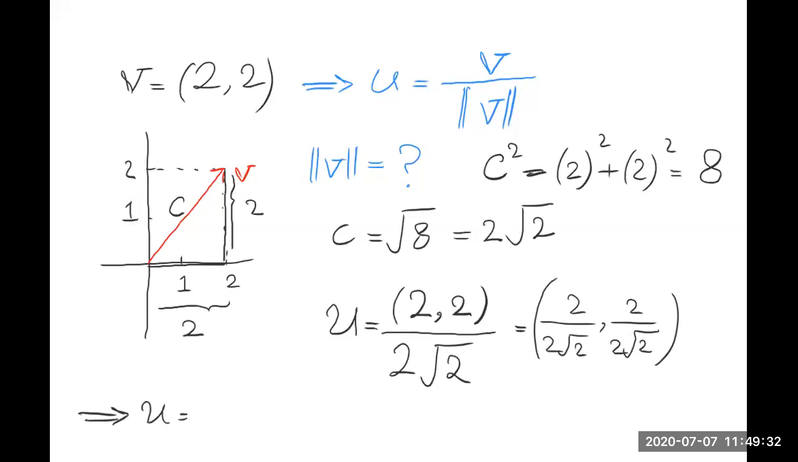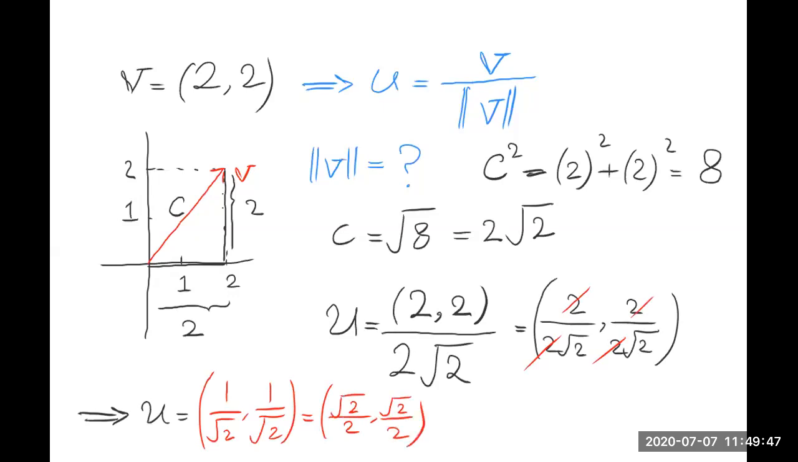Well, I can cancel this 2 with this 2 and this 2 with this 2. It is equal to 1 over radical 2 and 1 over radical 2. 1 over radical 2 is actually equal to radical 2 over 2, which is a better way of writing this. So that's the unit vector in direction of v, right? Or maybe I can just keep it as 1 over radical 2, 1 over radical 2. That's the unit vector in direction of v, right?